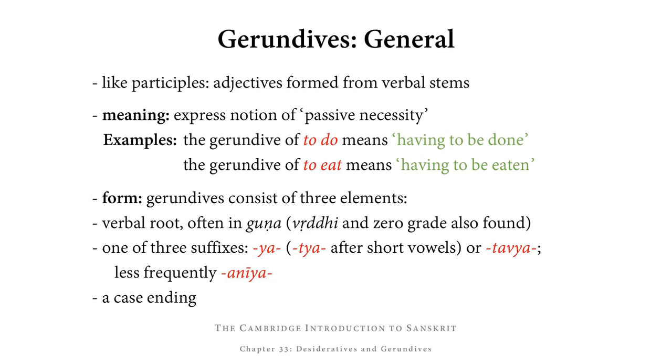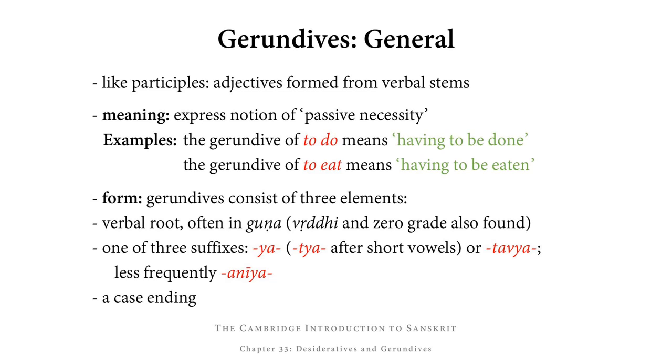Next up, gerundives. Gerundives, like participles, are adjectives that are formed on the basis of a verbal stem. Their meaning expresses the notion of passive necessity, which means that the gerundive of to do means having to be done. The gerundive of to eat means having to be eaten, and so on.